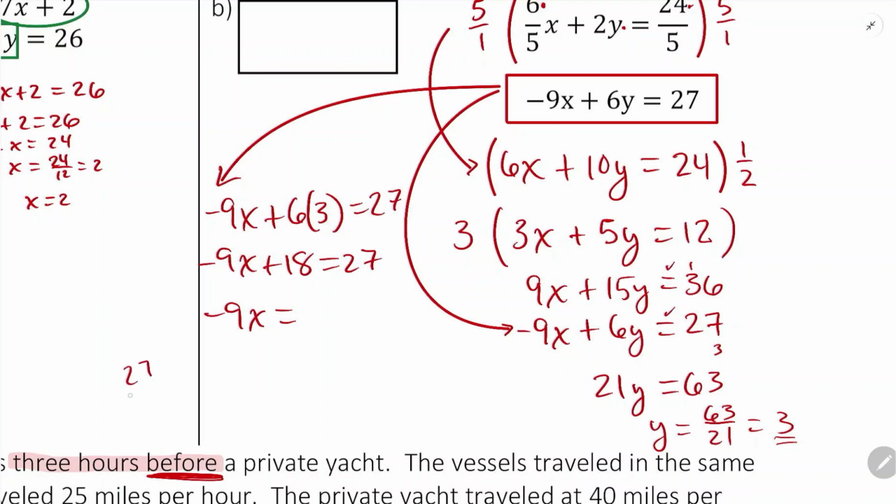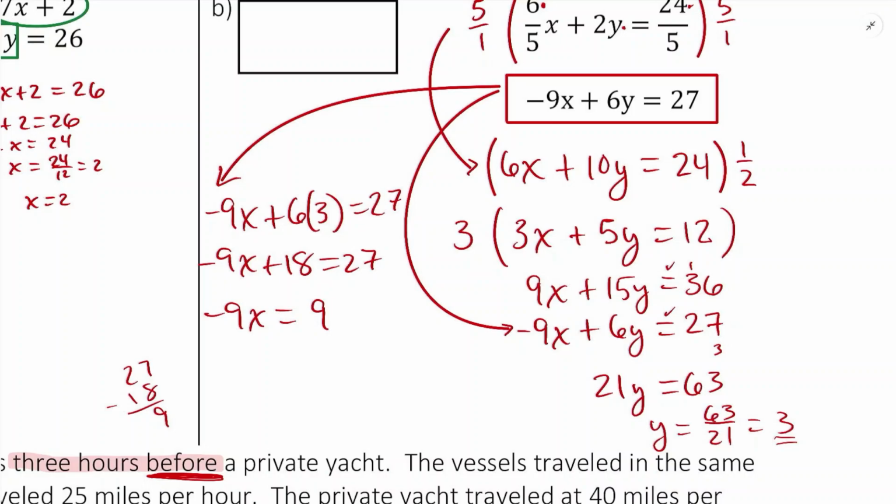27 minus 18. That's going to be 9, and I had to borrow 1. I think it's just 9. It's just 9. 27 minus 18 is 9. Yeah, I don't have a calculator here. I probably should check that. Well, we'll check the answer.